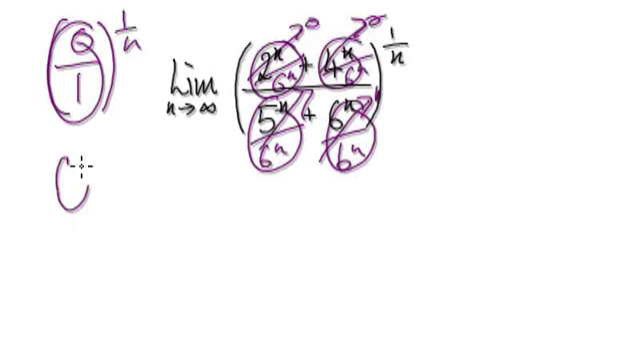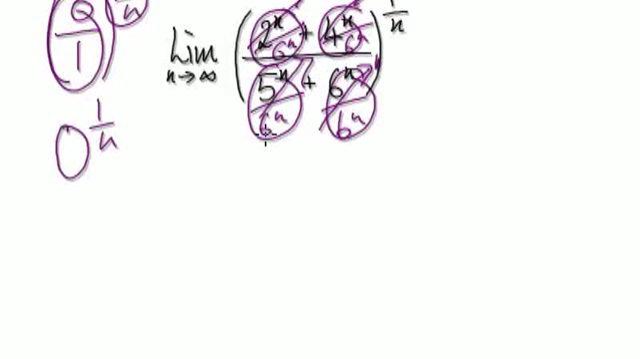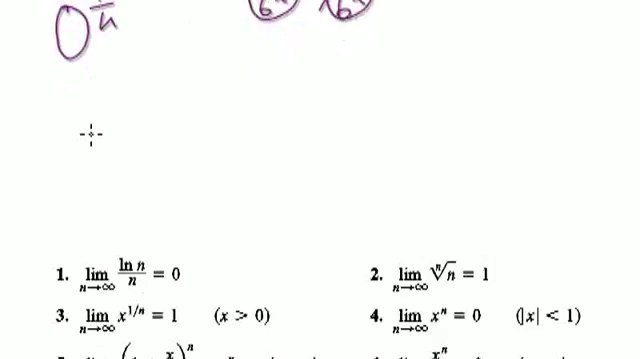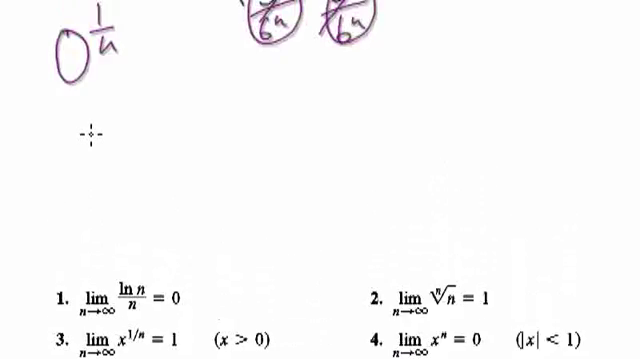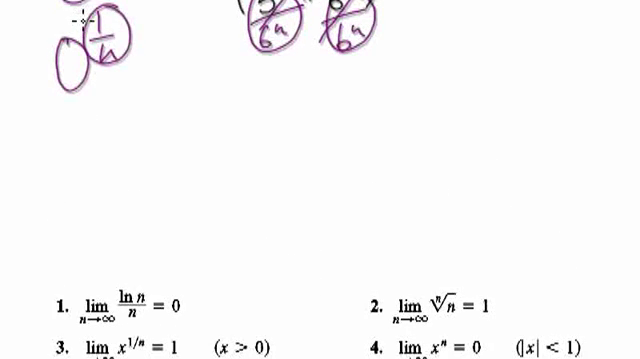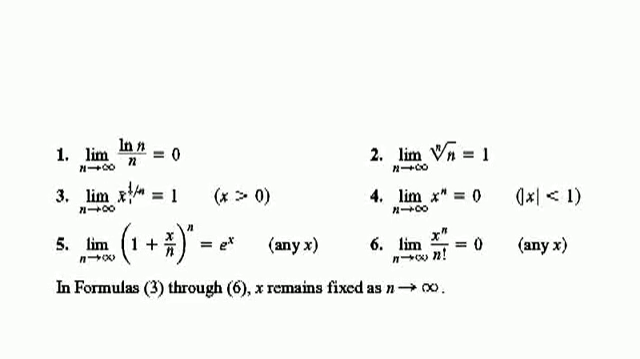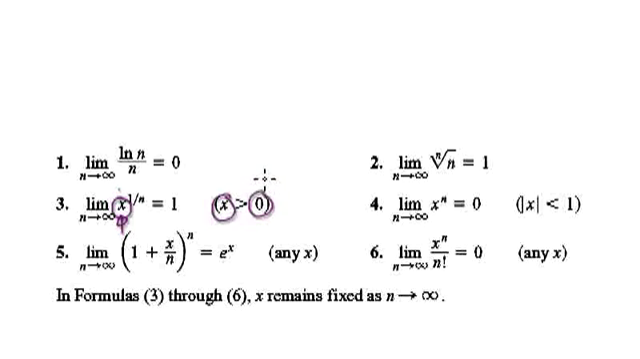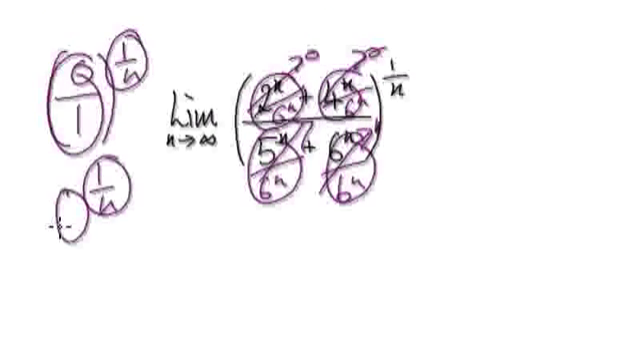So here you've got 0 to the power of 1 over n. But then you can't make use of this. You can't make use of a constant to the power of 1 over n, because this constant needs to be strictly greater than 0. Here you've got 0, it equals 0 to the power of 1 over n.